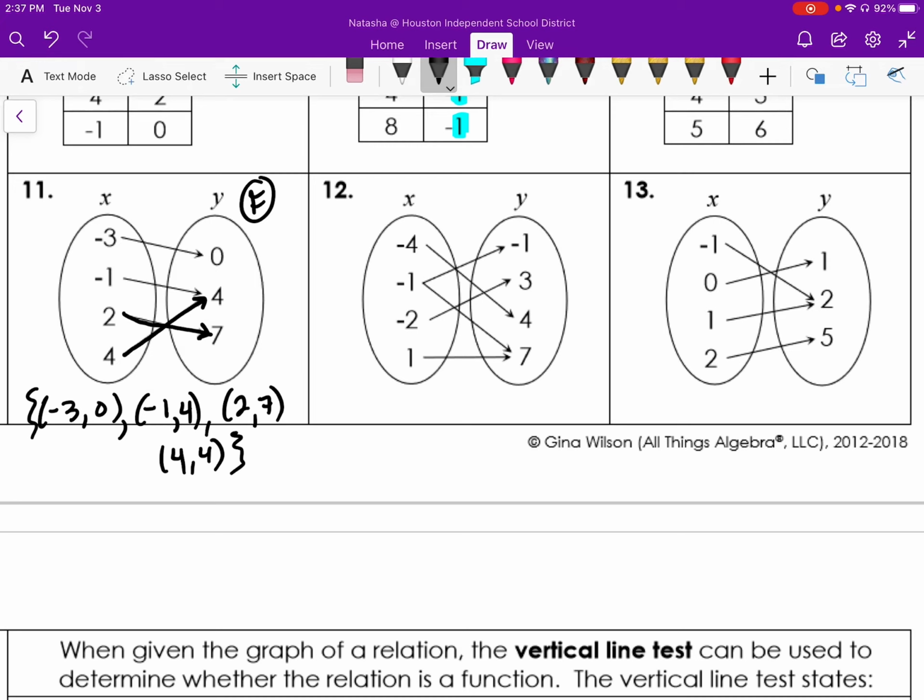Now, number 12, let's talk about number 12 as ordered pairs. This would be (-4, 4), (-1, -1), but -1 also goes to 7. Because -1 goes to 7 and -1, it fails. So that makes it not a function.